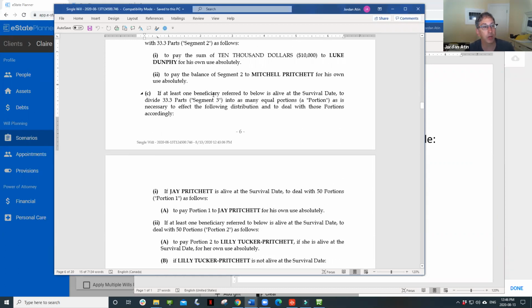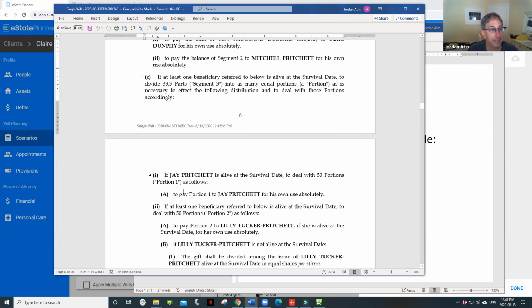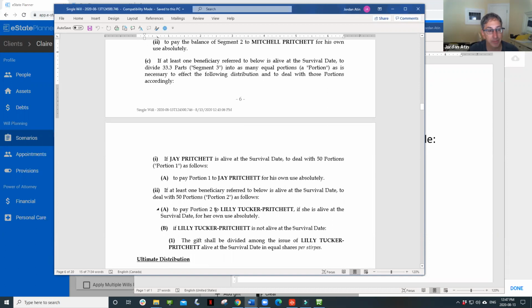And then here was the more complicated one where we had take 33.3 parts, and now we've got to divide that further. So then divide those into further portions as are necessary, and take portion 1, which is 50 portions of 33.3 parts, give 50 portions to J, give 50 portions and divide those, you give those to Lily, and if she's not alive, to her issue. And that's how the distribution works.